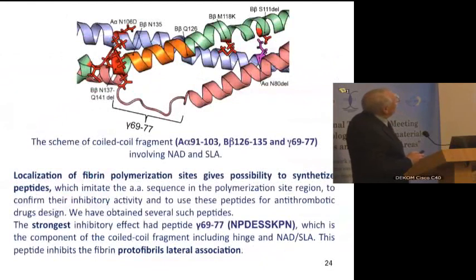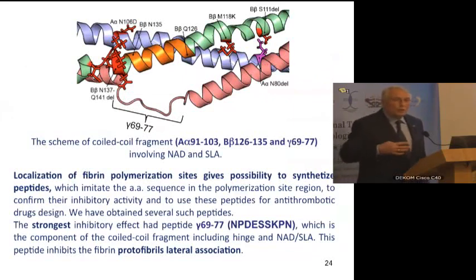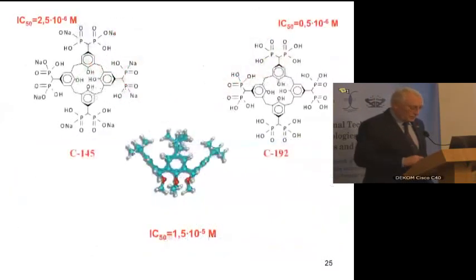But we've found, in fact, that this site is composed not only from the one polypeptide chain, but in fact, several polypeptide chains are involved. And the most inhibitory was gamma 6977. So this is a very good candidate to use in therapy for thrombus formation inhibition.